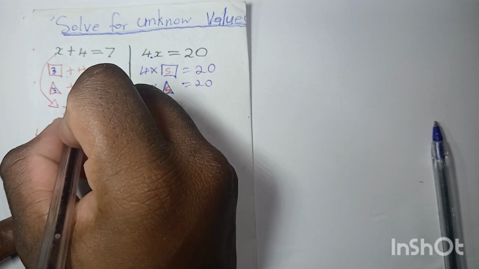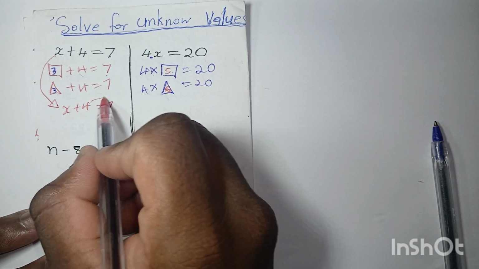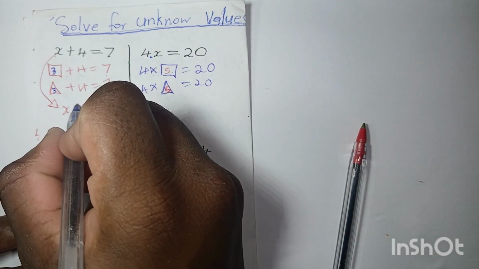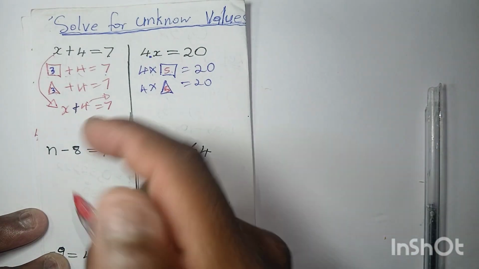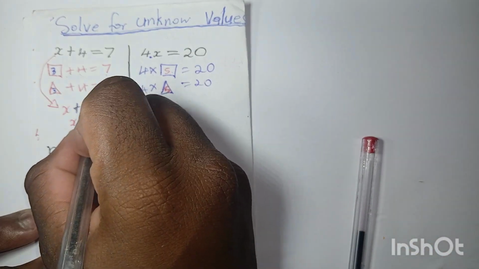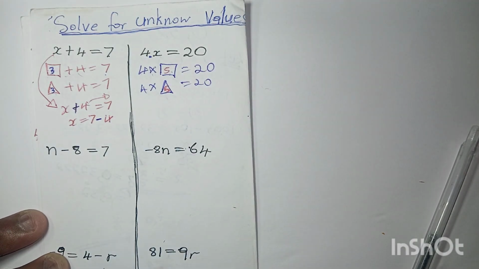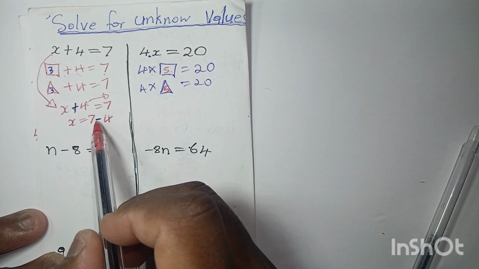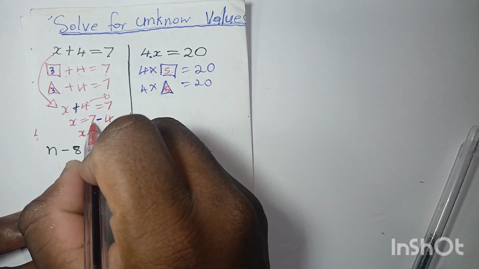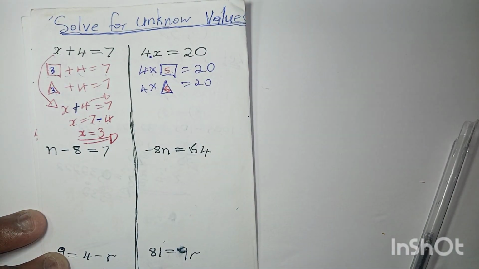This one is the equation that I have. In order for me to solve for x, I have to take this value to the other side. What you will notice, guys, is that the sign changes as the number goes to the other side. It becomes negative. Meaning now the value of x is 7 minus 4, which gives you 3.